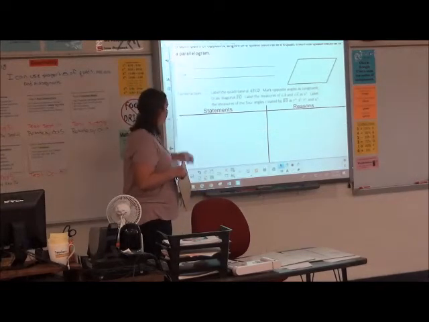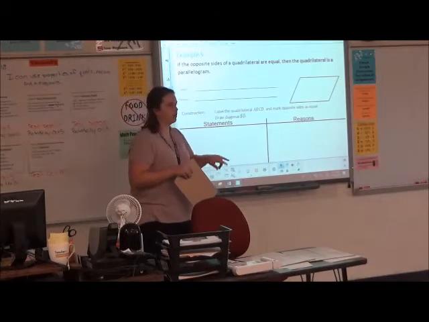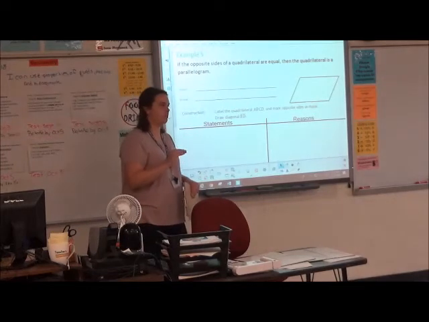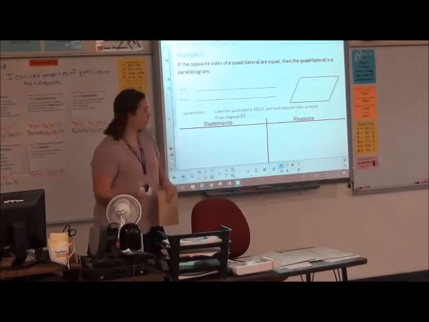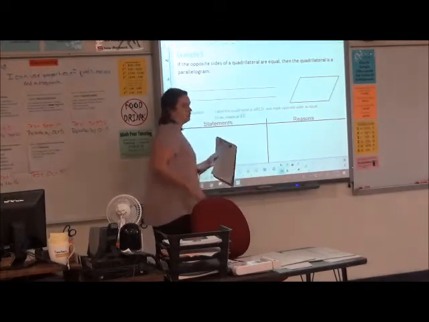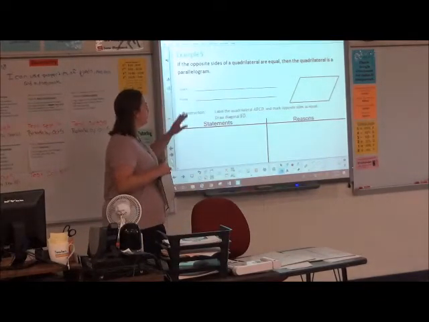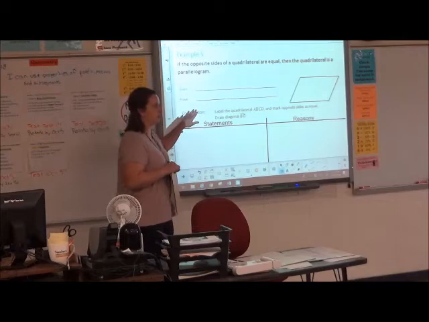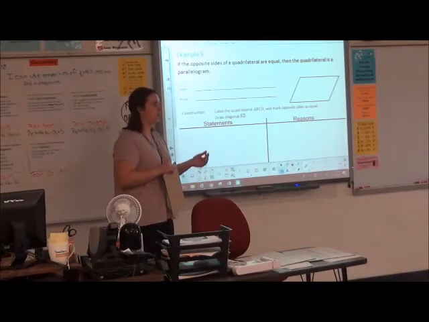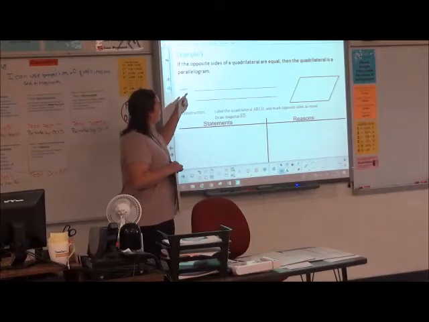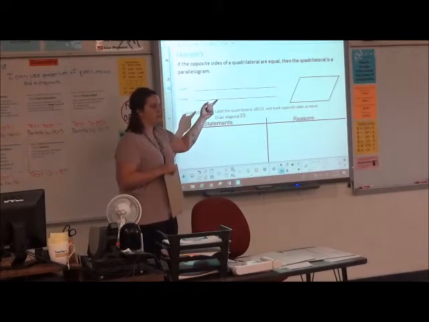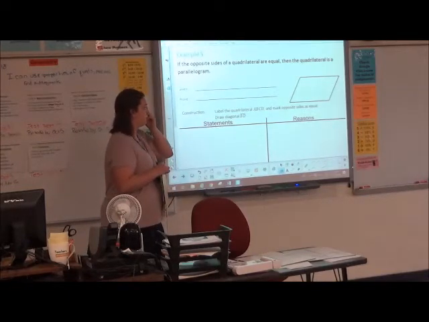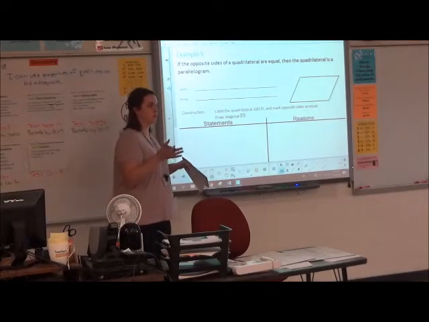So we're going to go ahead and go to proof number 5. So we're still looking at proving properties of parallelograms, but we're doing converse proofs. So we're working backwards. So yesterday we were given a parallelogram, and from that parallelogram we proved that opposite sides are congruent or opposite angles are congruent. Today we're given that the opposite sides are congruent, so then we have to prove that the quadrilateral is a parallelogram. Makes sense? A little bit?